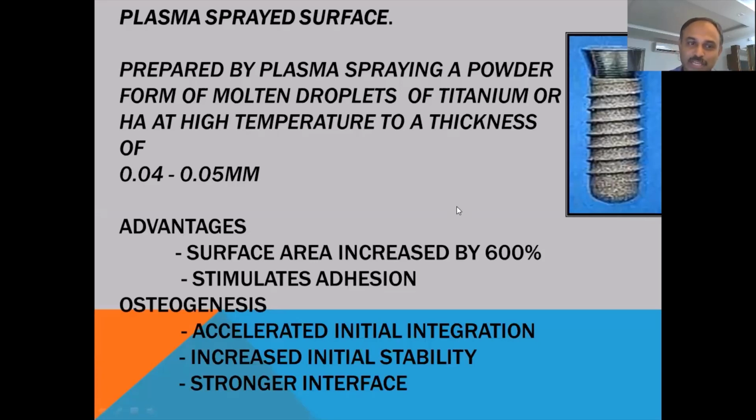Now let us see what plasma sprayed implants are. The core of the implant is made or milled with titanium, and to increase the surface area, they spray titanium powders at high temperature so that it forms a coating over the titanium screw. Here, the droplets are of size 0.04 to 0.05 millimeters, and it does have certain advantages. Surface area is definitely increased by 600 percent, and it stimulates the adhesion of osteoblastic cells, and osteogenesis will be more.